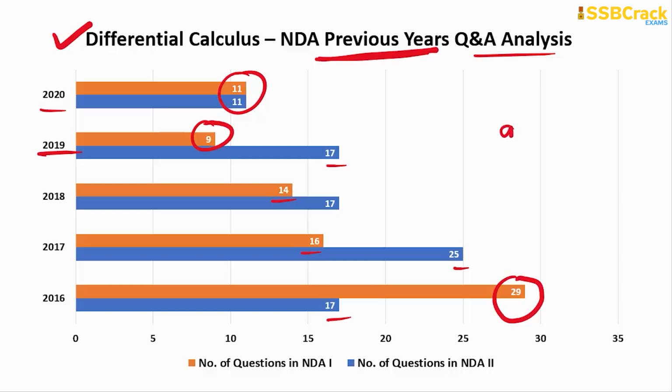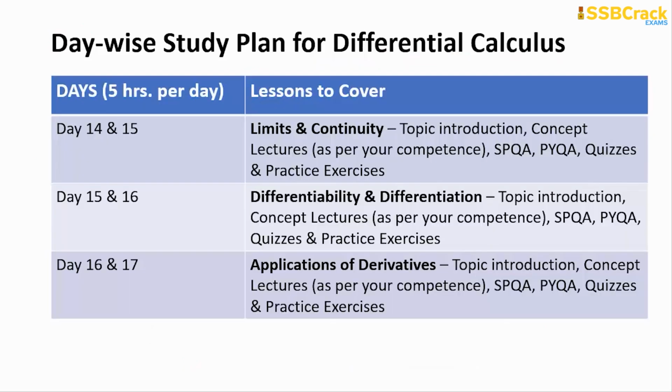So you can easily expect questions in this range, that is 9 to 29 questions, based upon the topic of differential calculus in your NDA mathematics section. Am I clear to you? So how do you prepare for this topic? Here is the study plan that you must know.